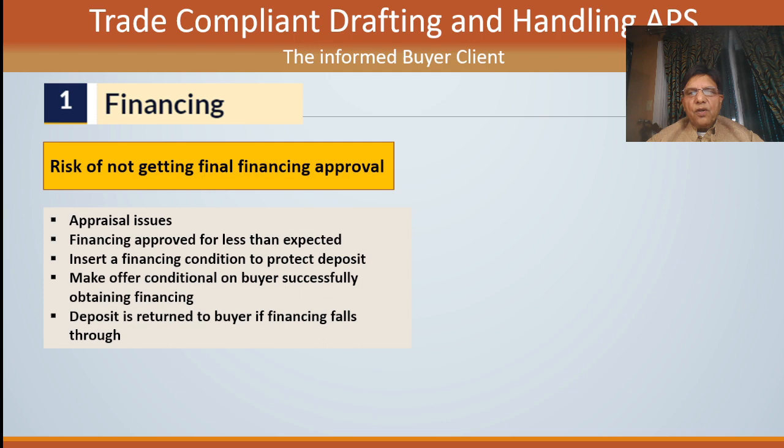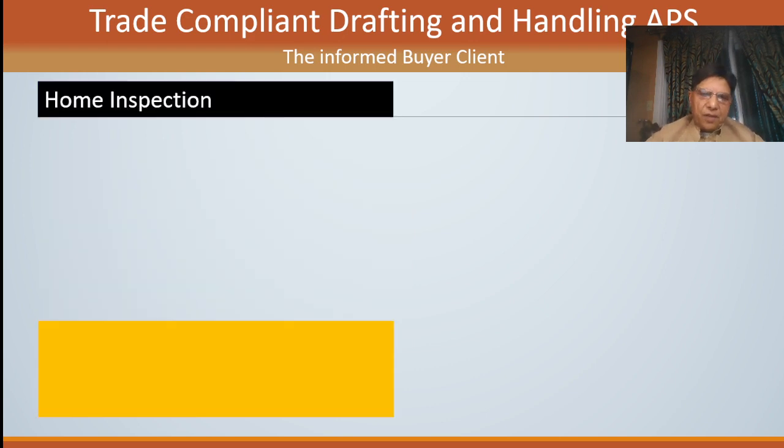Insert a financing condition to protect the deposit. This is why you are inserting that one. Make the offer conditional on the buyer successfully obtaining the financing. If they are not able to get the financing, the deposit is returned to the buyer if financing falls through. But if your client is insisting that they don't want to put this condition, you still put this condition, strike it out, and get the initials from your client.